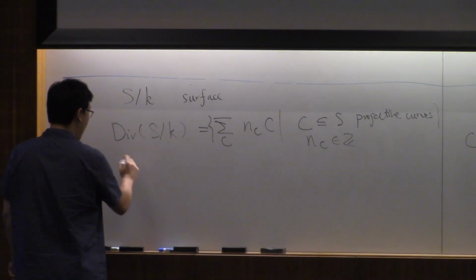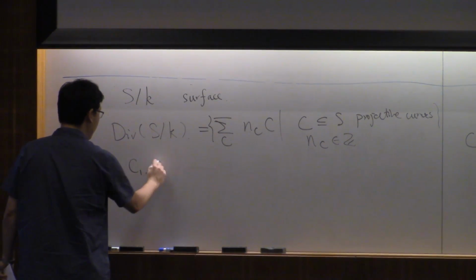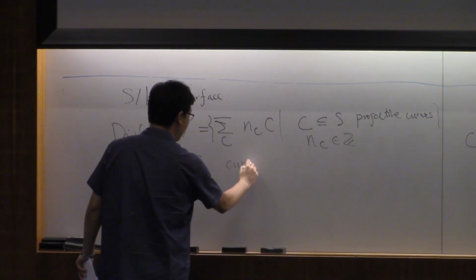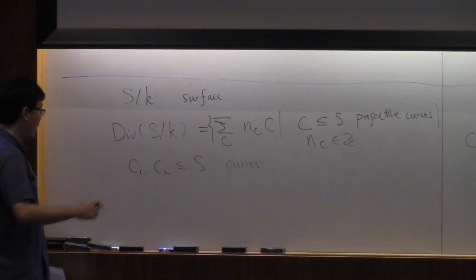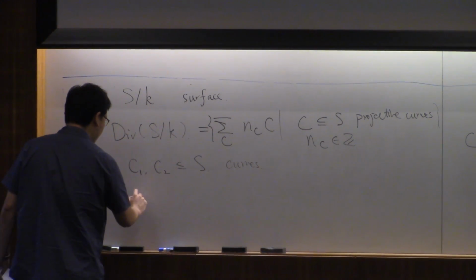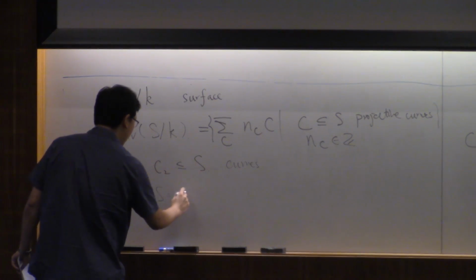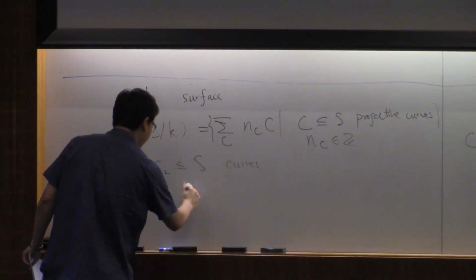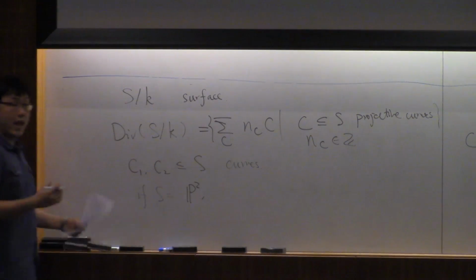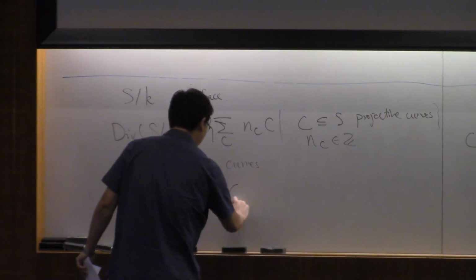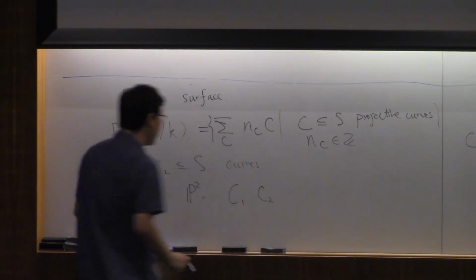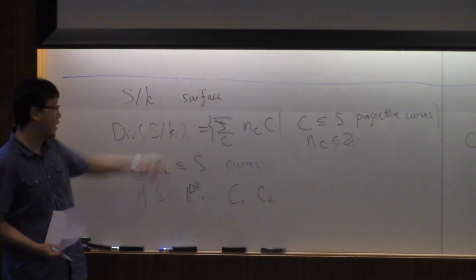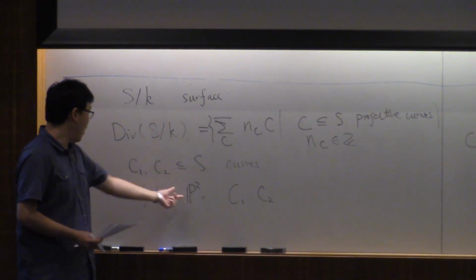Then, if you have C1 and C2 inside the surface S, they are curves. And for example, if this S is the projective plane, then I can consider the intersection number, which can be extended to a bilinear form on the set of divisors over the projective plane.